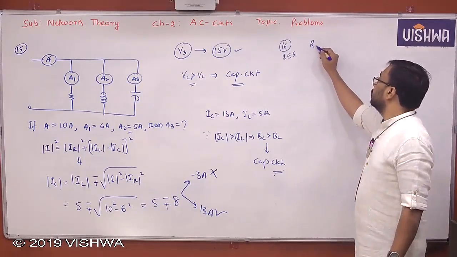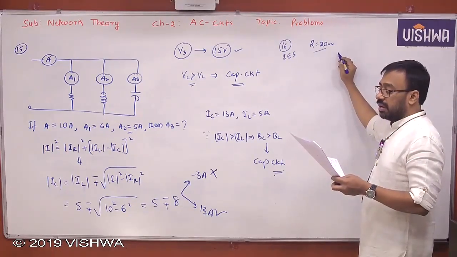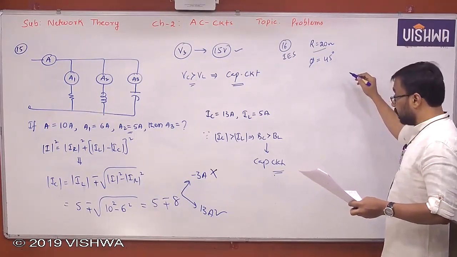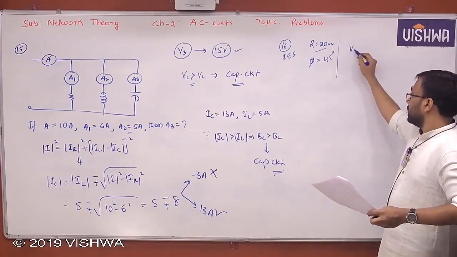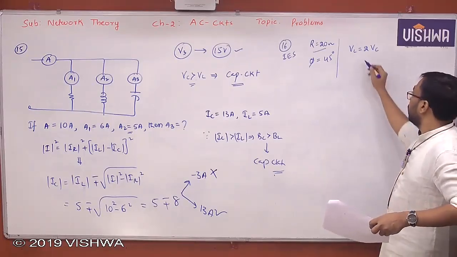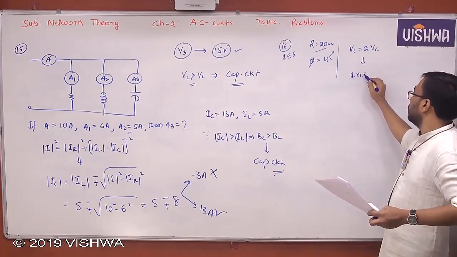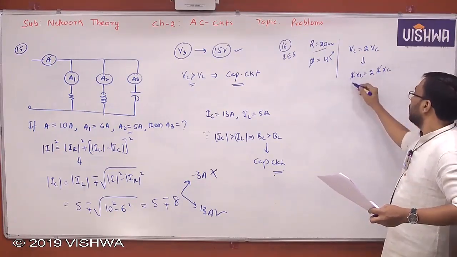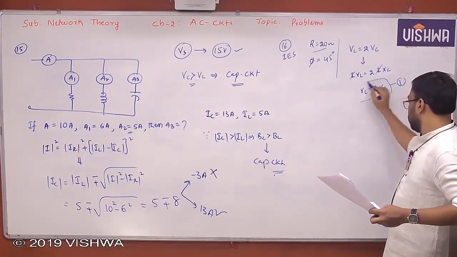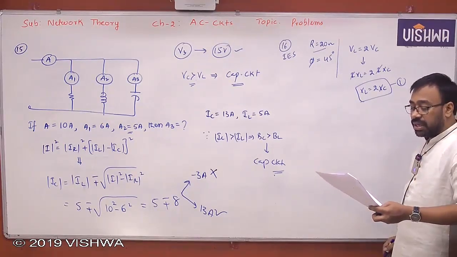Simple. What is the data given? R is equal to 20 ohm, and current lags the applied voltage by 45 degrees. That means angle phi is 45 degrees. This is the power angle or power factor angle, both are the same. Now, voltage across the inductor is twice the voltage across the capacitor, right? Because it is a series circuit, I into XL is equal to 2 times I into XC. Current is the same. Therefore XL is equal to 2 times XC. Equation 1. Next, what has been given is the angle.